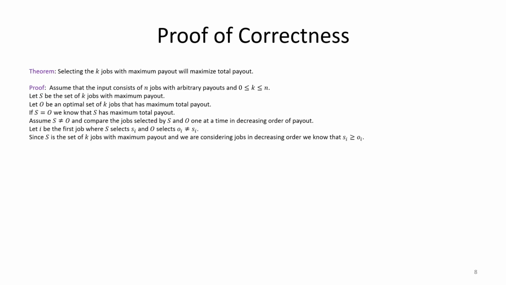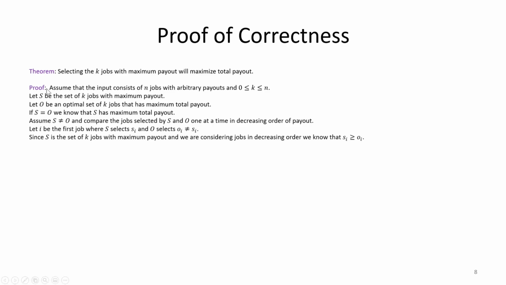Okay, so let's go to the first bit here, which is what do we know about S and what do we know about O? That will help us make some argument about OI and SI. Okay, so what do we know about S again? S is the set of K jobs with maximum payout. So if S has picked a job and O has not picked that job, then that means O has not picked one of the jobs with maximum payout.